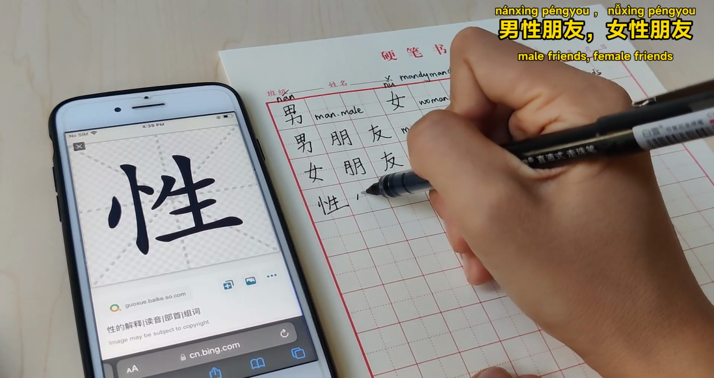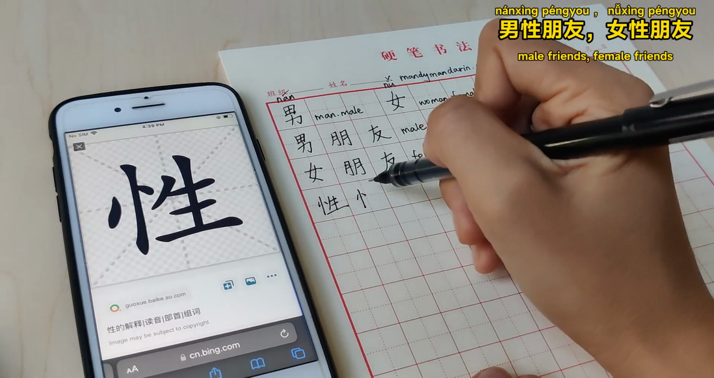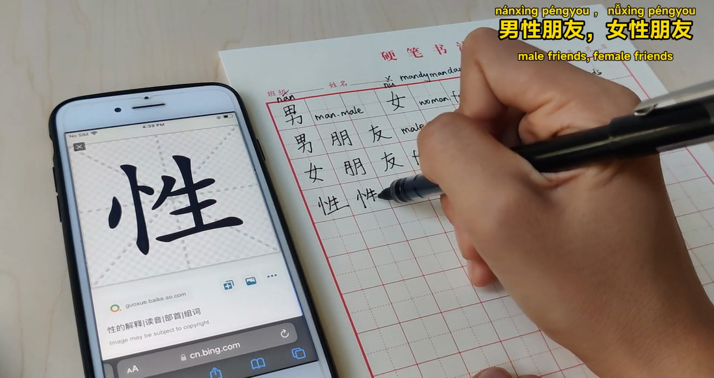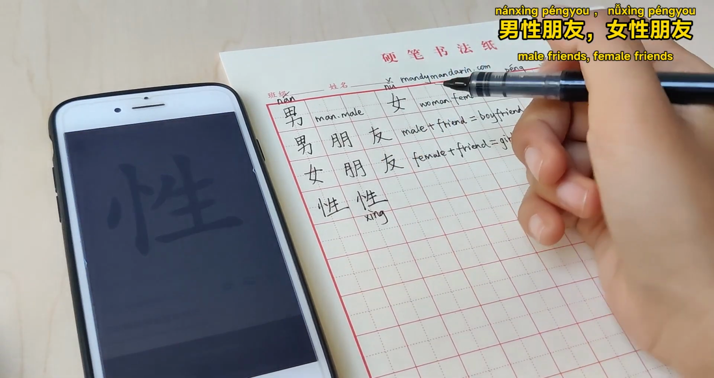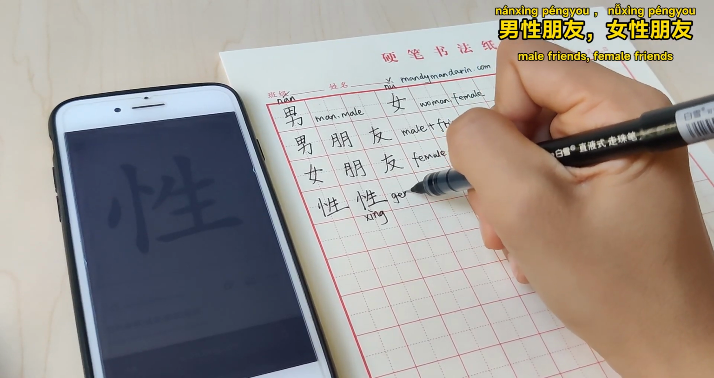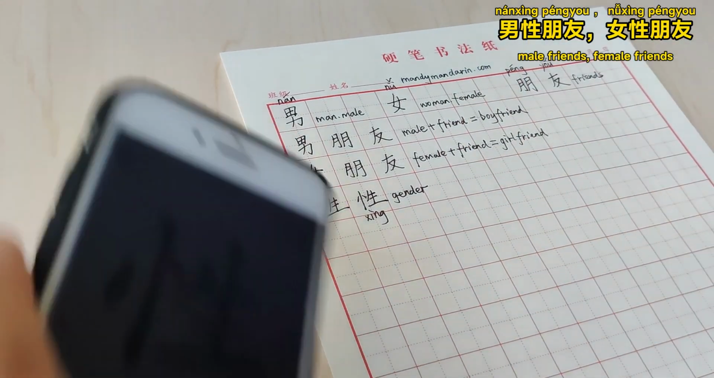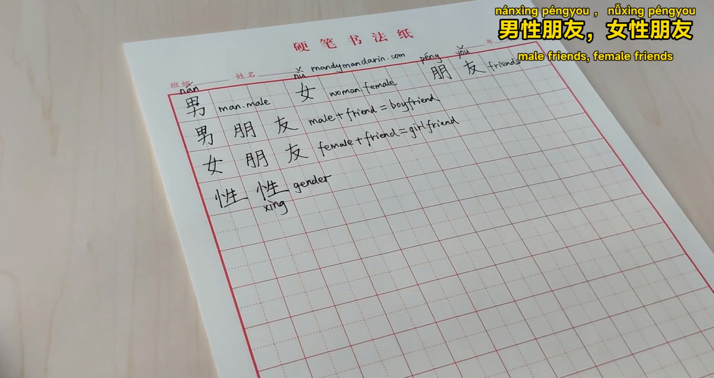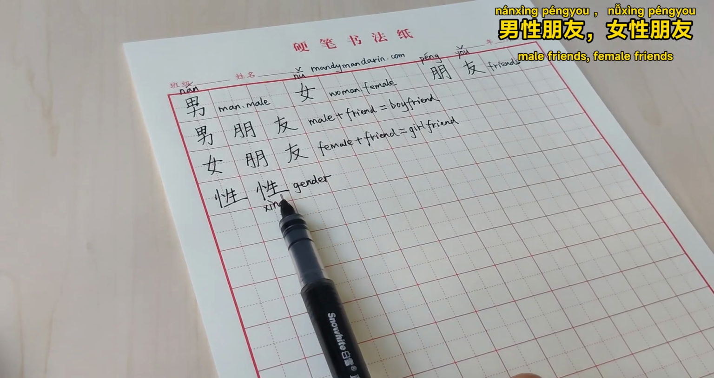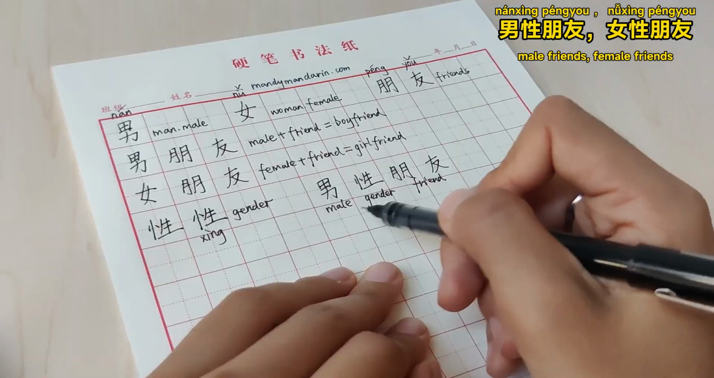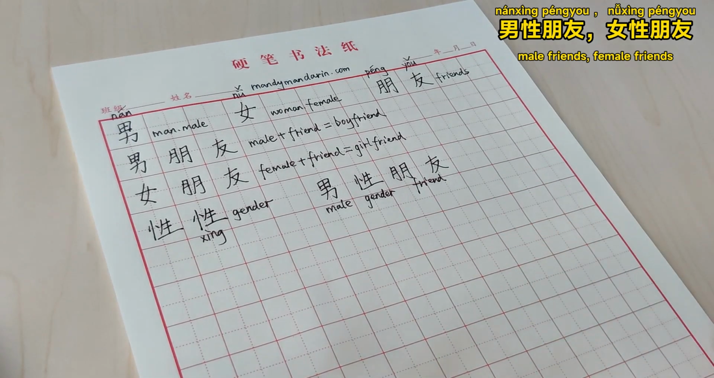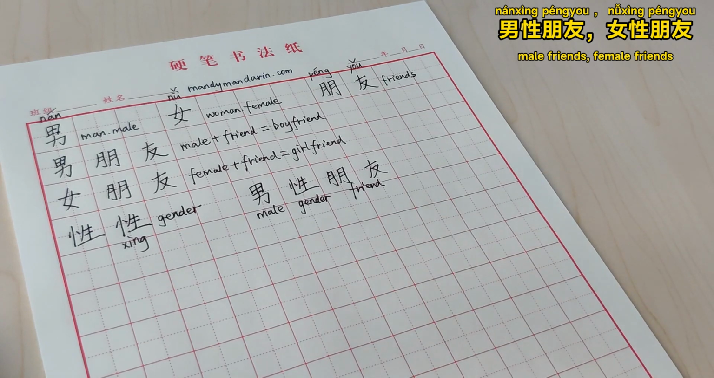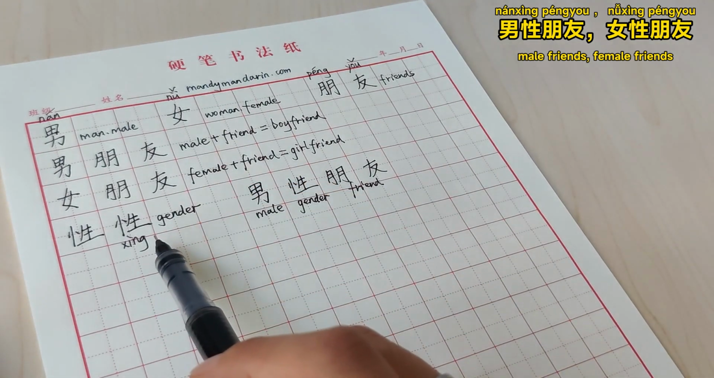We go 1, 2, 3. And then 9. Very good. And this is 性. It means gender. To say a male friend, that would be 男性朋友. So it's the friend who's a man, but you're not in a romantic relationship. As for the friend who's a woman, but you're not in a romantic relationship, that is 女性朋友.